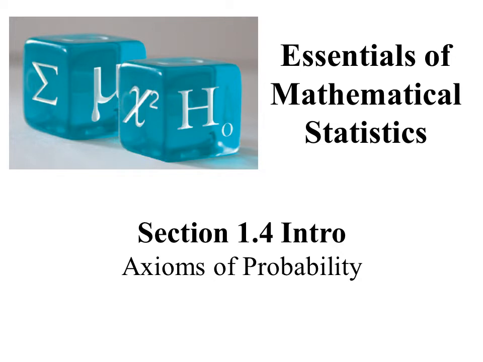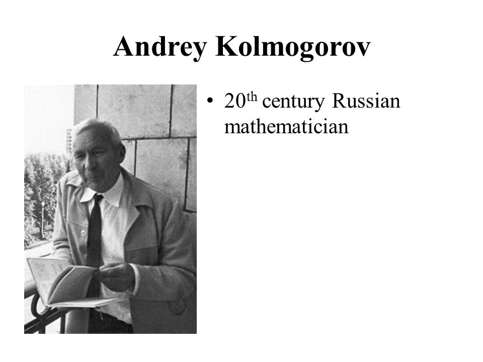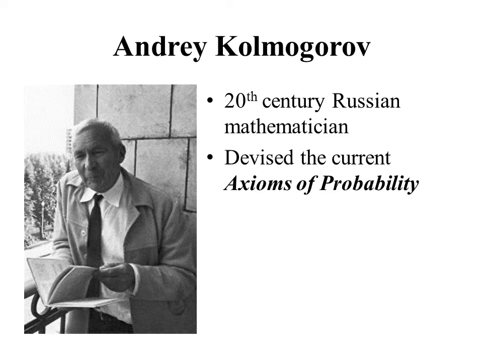So whenever we talk about probability, there's one name that we should always mention, and that's Andrei Kolmogorov. Here's a picture of him. He was a 20th century Russian mathematician who worked in a lot of different fields, but he's probably best known for his work in probability. And that's because Andrei Kolmogorov devised our current set of axioms of probability that we use to study probability.